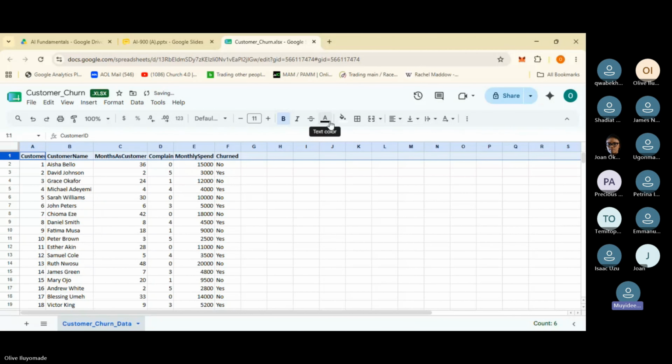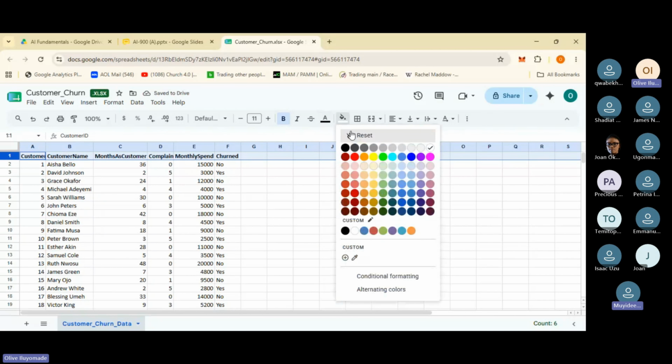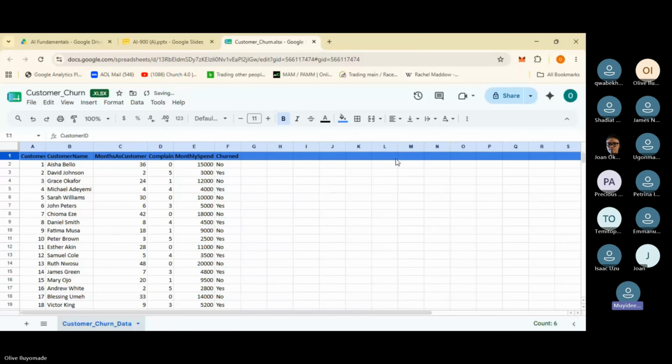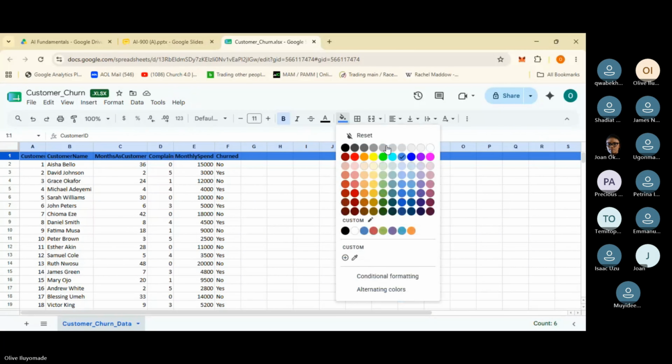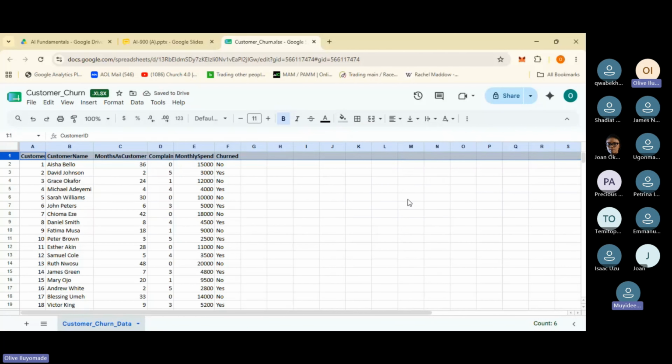The first one should be customer ID, customer name, months as customer, complaints, monthly spend, then churned. Thank you very much for that. Who spoke, please? Muideen. Okay, Muideen, right? Thank you, Muideen.